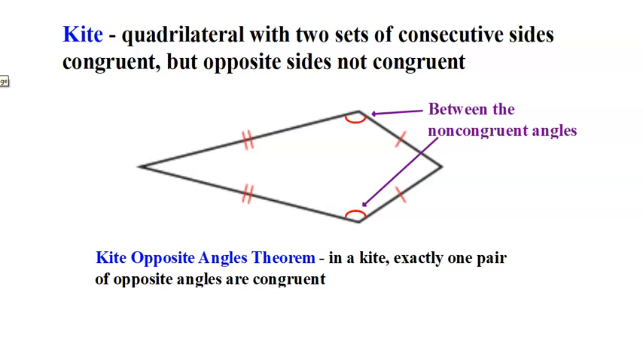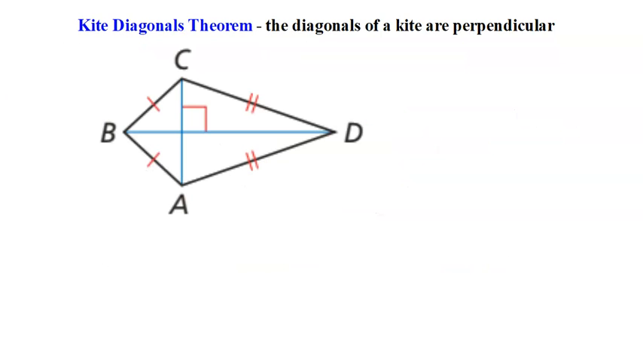A kite is not a parallelogram and will never be any kind of parallelogram. All right. A rhombus is not a special case of a kite. No overlap. Okay, kite diagonals theorem. The diagonals of a kite are perpendicular, very much like a rhombus, but the opposite sides are not congruent, and therefore it will never be a rhombus.